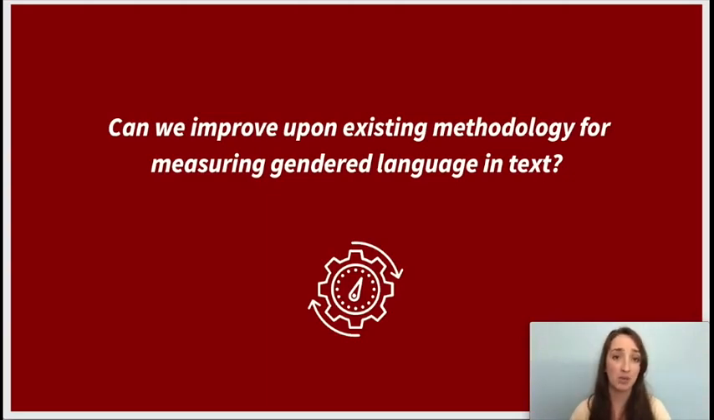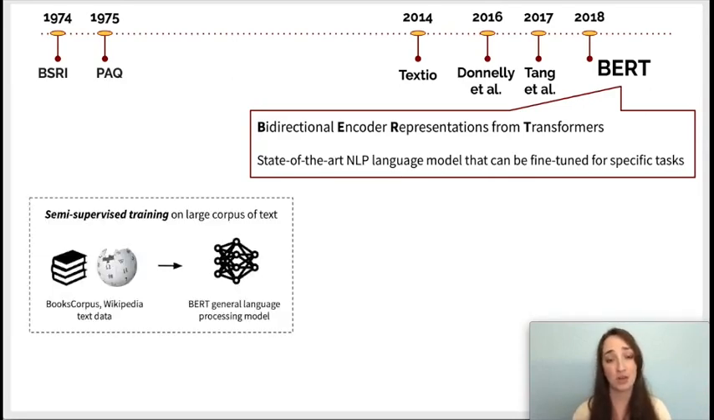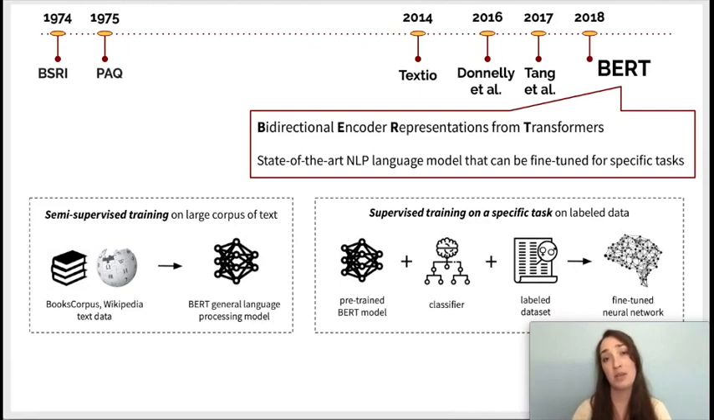Now, we really want to know if we can update this methodology to something that will reflect current perspectives and will capture words in context. In 2018, Google released their BERT language model. This is a pre-trained model that has been trained on a very large English language corpus and has created a generalized language model. Using this general language model, we can then use a limited amount of additional training data to create a fine-tuned model for our particular task, in this case, measuring gendered language.